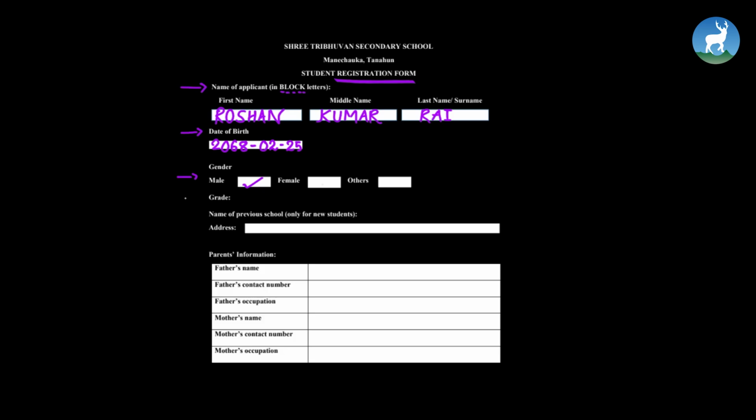Now, grade. The grade he is applying for. Suppose he is applying for grade 4. Let's write 4 here, F-O-U-R. Now, here there is one piece of information asked, and that is only for new students. That's the name of the previous school. If the applicant is a new student, that person needs to fill in this part. For example, Roshan is a new student and he has to write the name of his previous school.